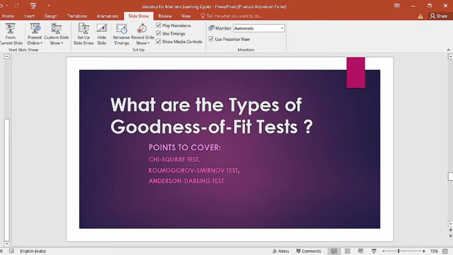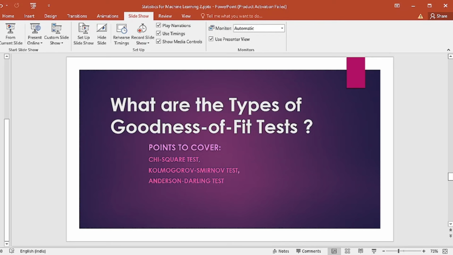What are the types of goodness of fit tests? First is the chi-square test. It is mainly used for categorical data and helps in comparing observed frequencies of classes with their expected frequencies based on a theoretical model. Second is the Kolmogorov-Smirnov test.